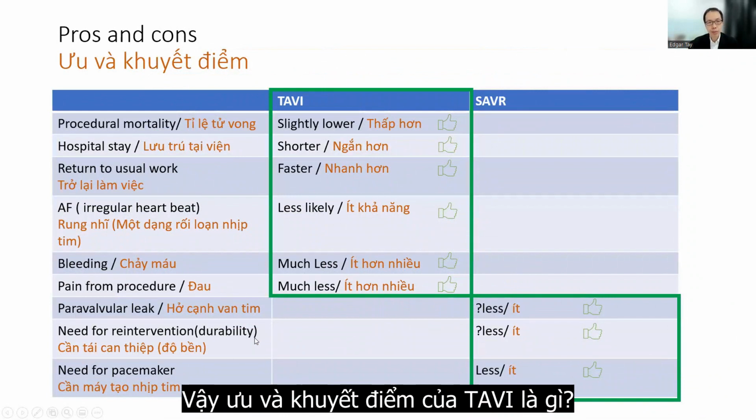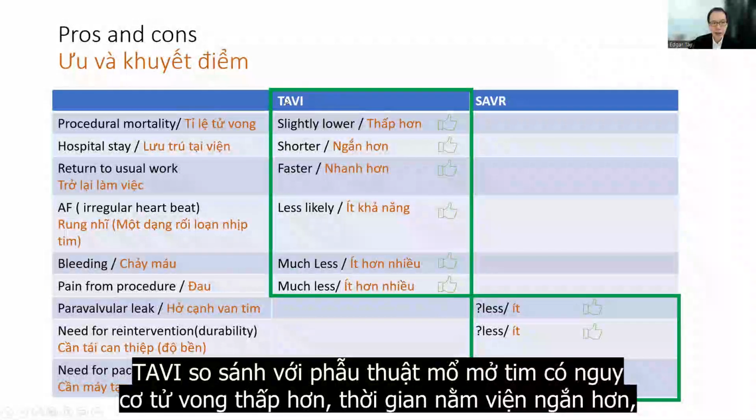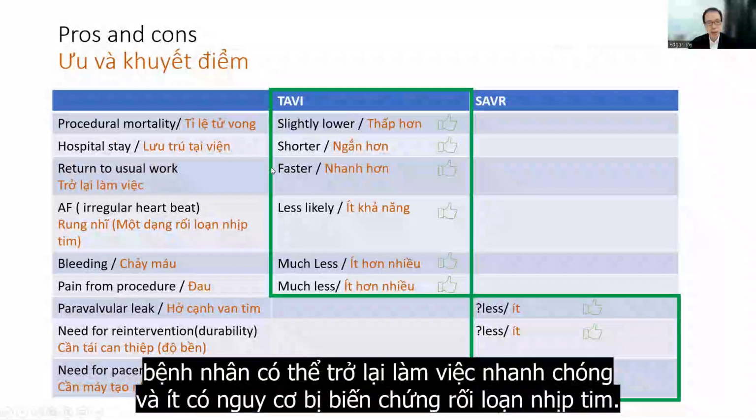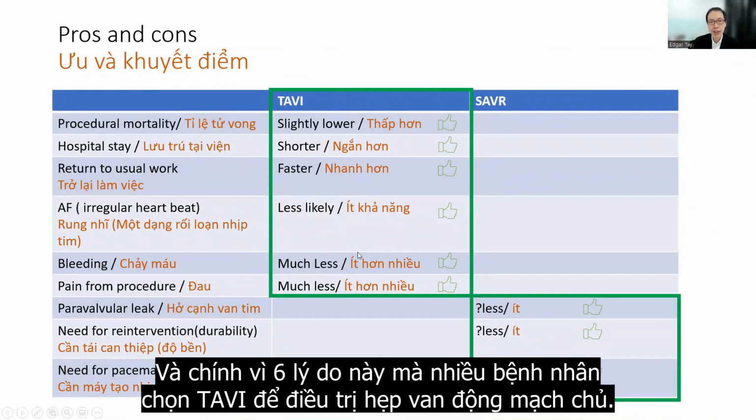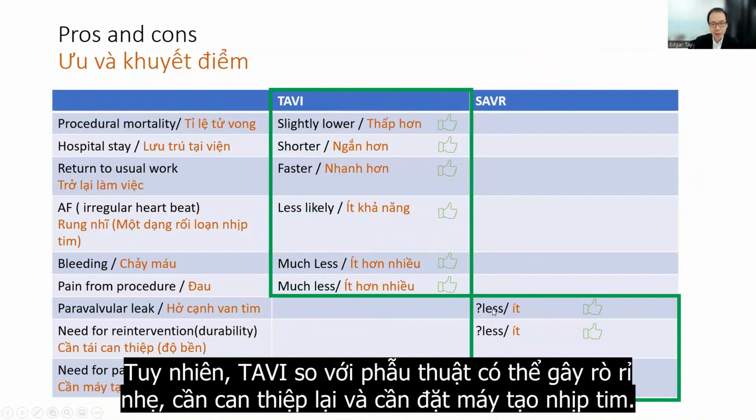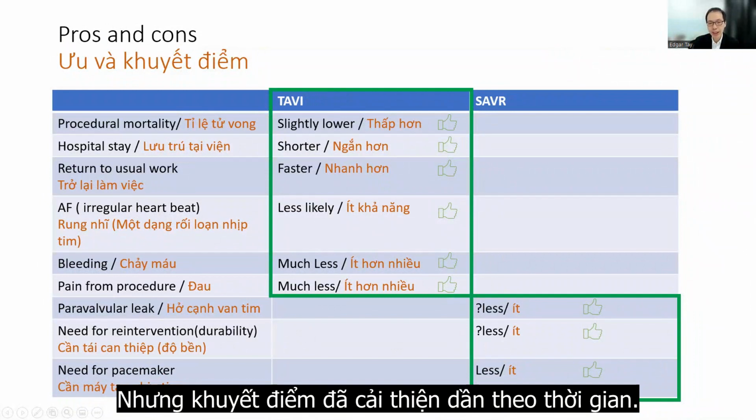So what are the so-called pros and cons? We know now that TAVI, versus open heart surgery, has slightly lower risk of mortality, shorter hospital stay, patients can return to work faster, they are less likely to have complications of irregular heartbeats, they have much less bleeding, and have much less pain from the procedure. Because of these 6 reasons, many patients have started to choose TAVI as a first choice whenever they have aortic stenosis. However, TAVI compared to surgery may still have some issues of mild leaking, need for re-intervention, and need for pacemaker, but these problems are also getting less over time.